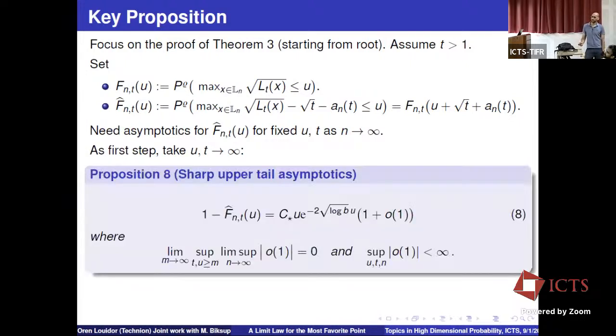So here's the sharp tail asymptotics. The tail of the maximum has this kind of exponential times a linear factor. And that's reminiscent of another signature of logarithmically correlated fields. So that's a first step in many of the derivations in this business.